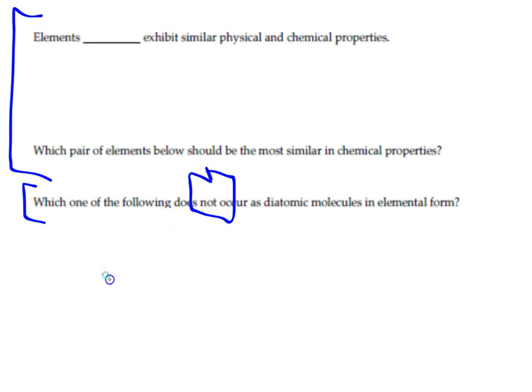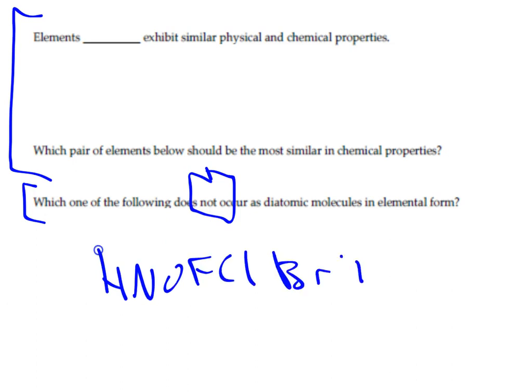HNOFClBrI. Those are your diatomic elements. All right? So this answer would simply be one that is not here, like Na. You're like, whoa, that's a metal. That's not diatomic. And we move on.